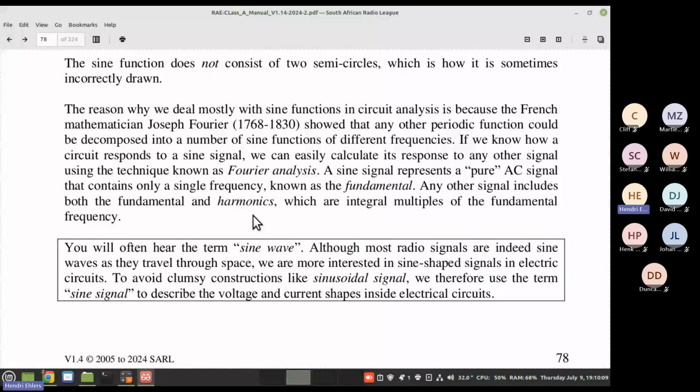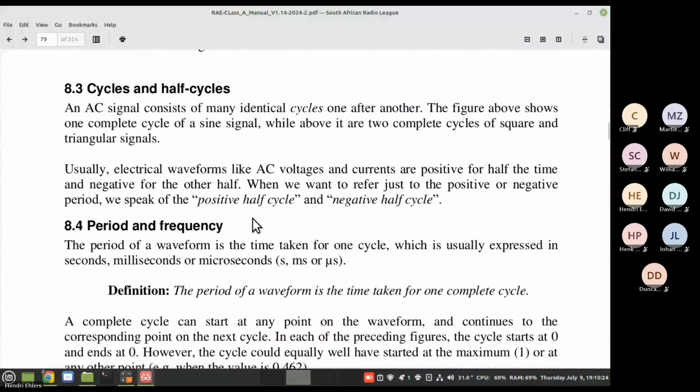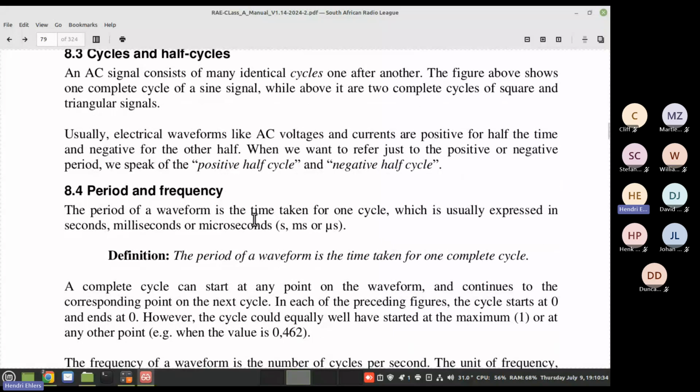To avoid clumsy constructions like sinusoidal signal, we therefore use the term sine signal to describe the voltage and current shapes inside the electrical circuit. An AC signal consists of many identical cycles, one after the other. The figure above, that's now that other one with the wheel thingy on the previous page, shows one complete cycle of a sine signal.